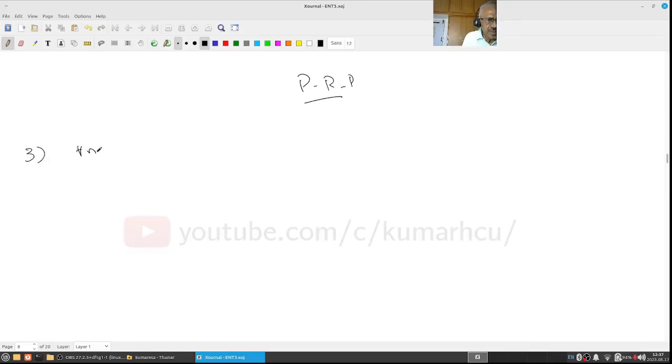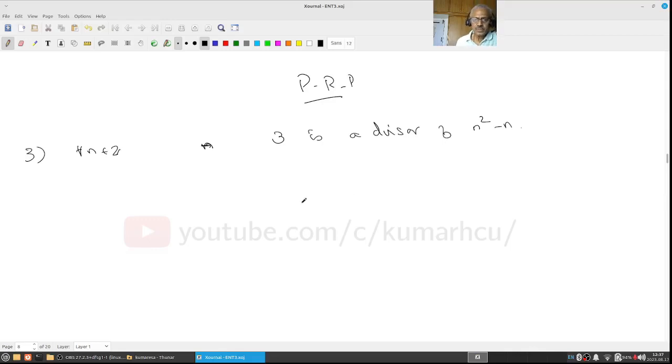For every natural number n, we want to say 3 is a divisor of n squared minus n. I hope I am writing it correctly. Let us see. Yeah, how will I do that?